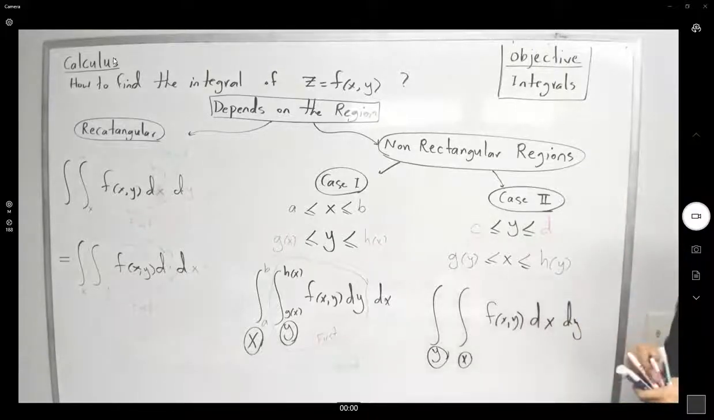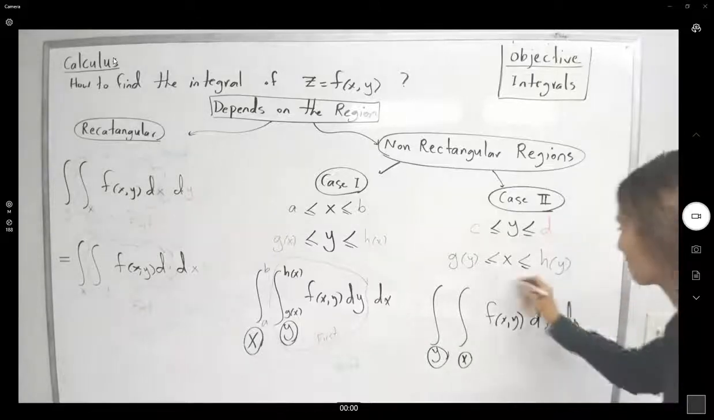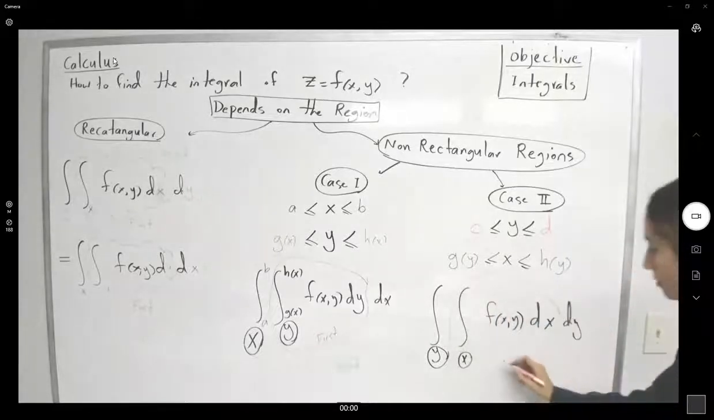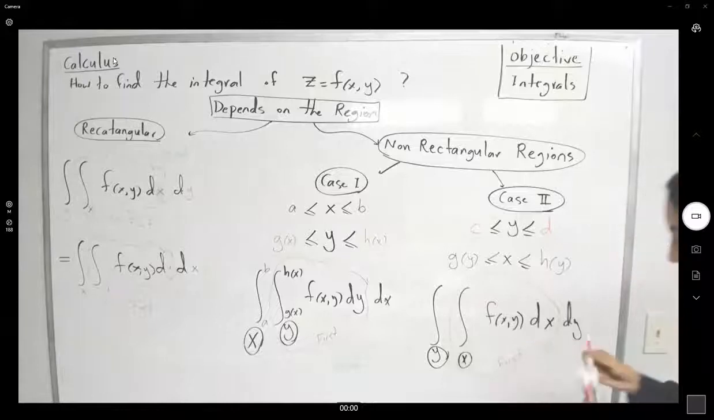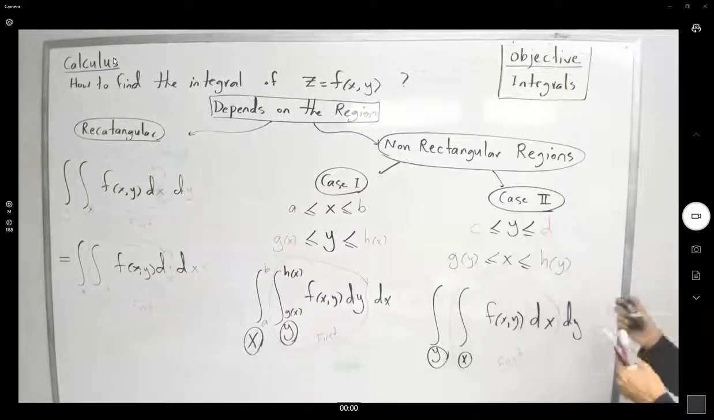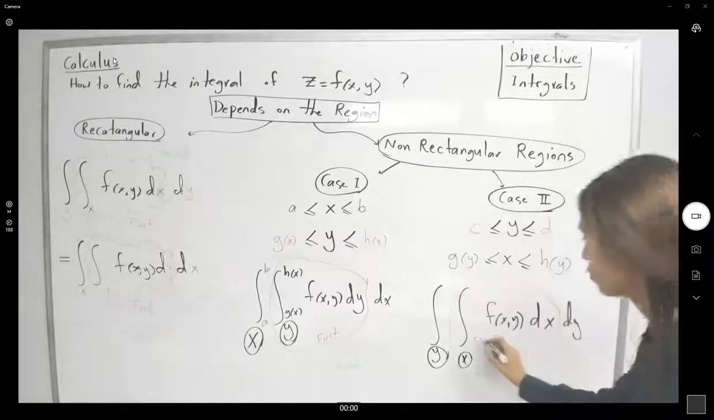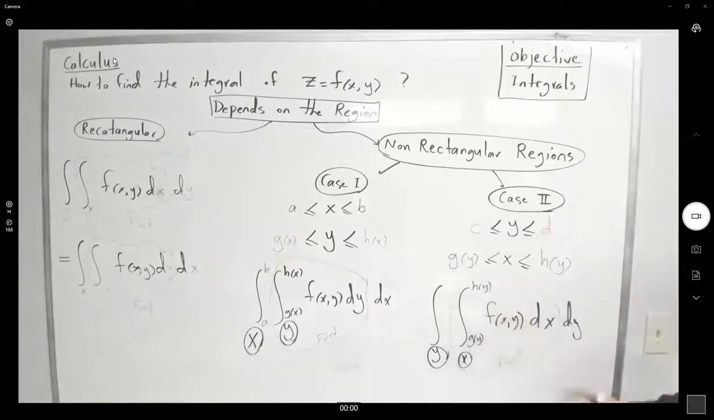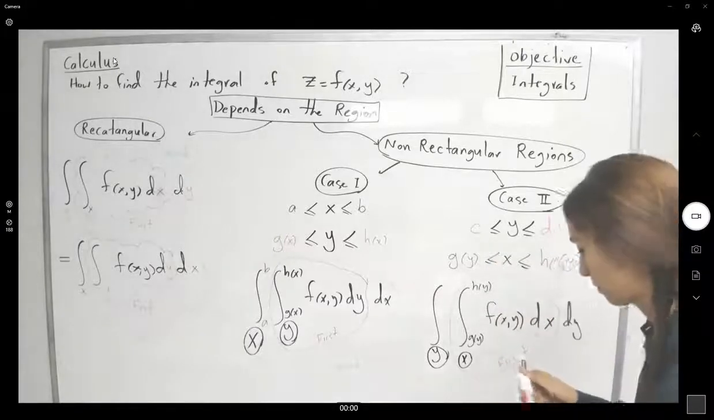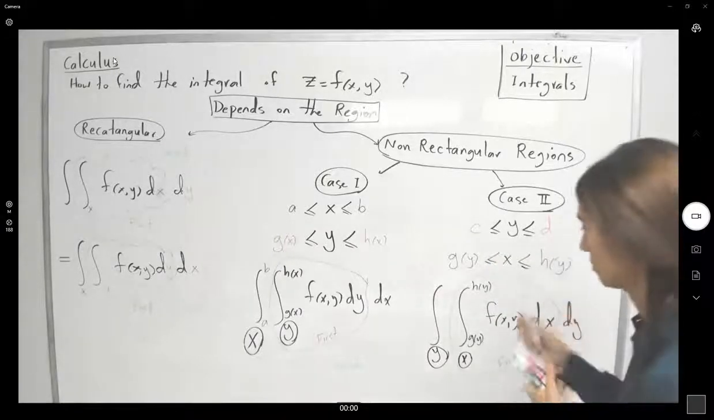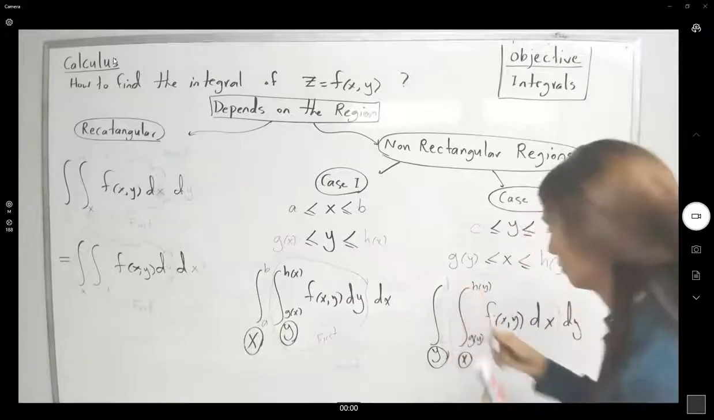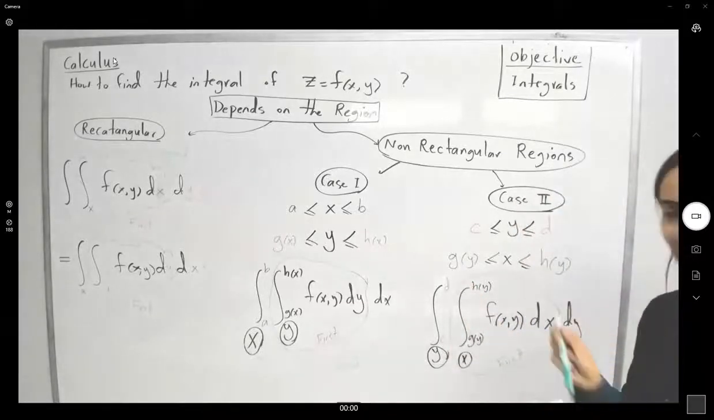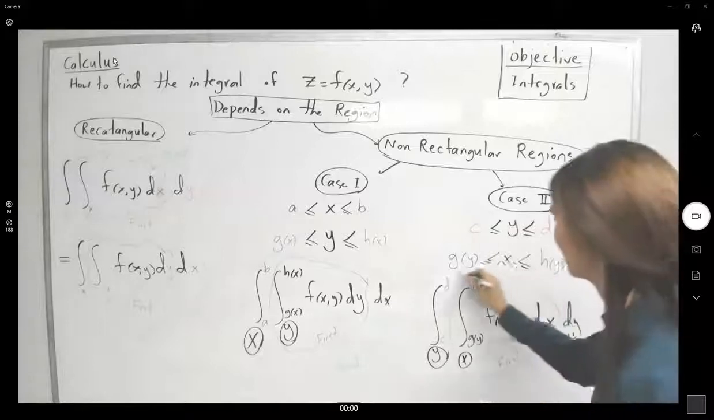You take the inner integral first with respect to x. And the boundaries for x are g of y, h of y. And then you take the integral with respect to y with boundaries c to d. So this is your second integral to evaluate.